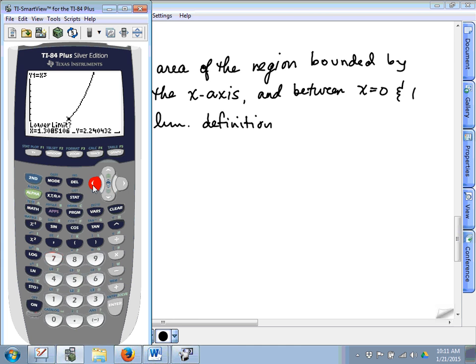So it asks for a lower limit. What's our lower limit? That's an x value. We're going between 0 and 1, right? So the lower limit is 0. Upper limit then would be the right side, so this would be 1. You guys with me on this? How do you change the sign? Just type them in.